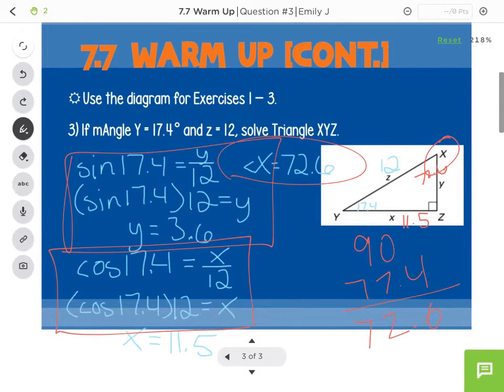And this is one of those opportunities where you could have checked it using the Pythagorean theorem. So I could have done 11.5 squared plus 3.6 squared and seen if it was close to or equal to 144, which is 12 squared. And then you would have known you did it correctly. Questions on any of those?